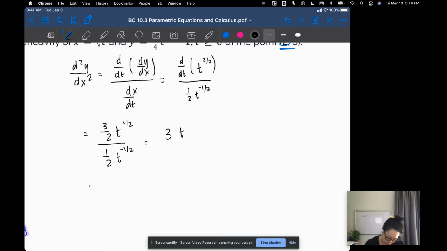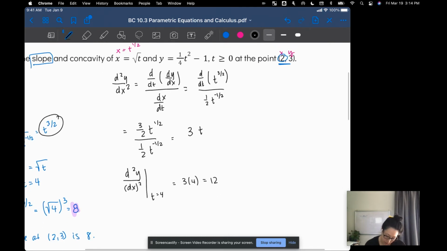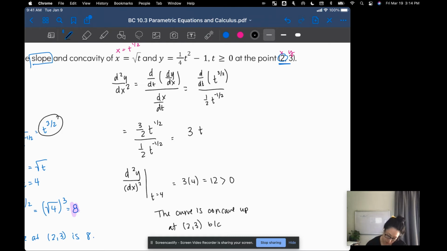And then we need to evaluate the second derivative at t is equal to 4. So 3 times 4 gives us 12. And we can tell our concavity because the second derivative value is greater than 0. So the curve is concave up at 2 comma 3 because d squared y over dx squared is greater than 0.